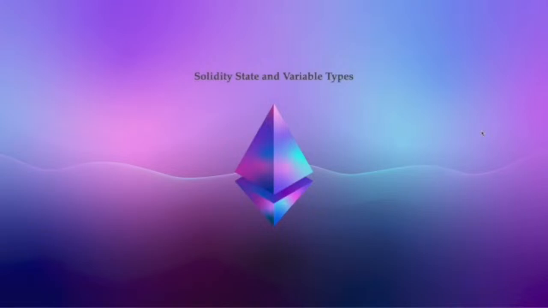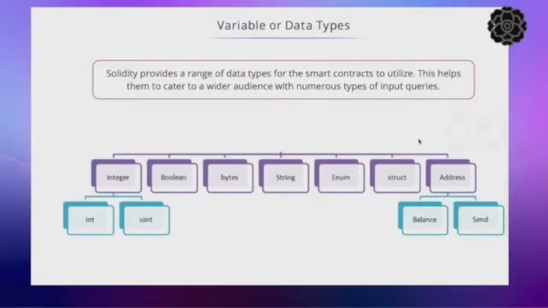Solidity, state and variable types. What is Solidity and what is state and what is a variable? We are going to look into it. All right. So here, the first data type or variable is integer in this case. What is an integer? You probably know about it. Whenever we are defining any number, we are using an integer. But what is int and what is uint? Oh my God. Okay, no need to worry about that, this is a part of integer.